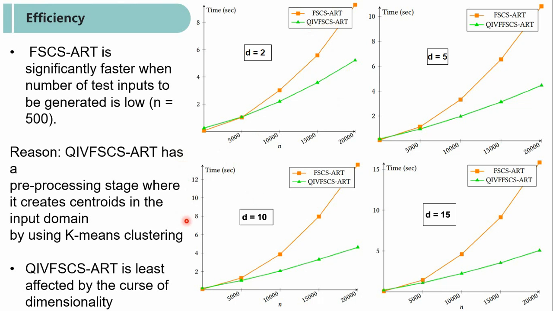The second observation is that our method, QIVFSCS-ART, is least affected by the curse of dimensionality. For example, to generate 20,000 test cases in a 2-dimensional input domain, our method takes around 5 seconds and FSCS-ART takes 9 seconds. But for the same number of test cases in a 15-dimensional input domain, FSCS-ART takes 15 seconds, while our method still takes 5 seconds. Real-life software is high dimensional, and our method works very well in those scenarios.